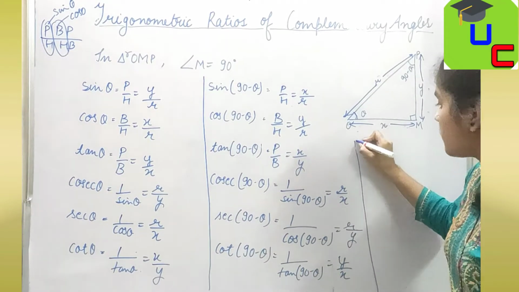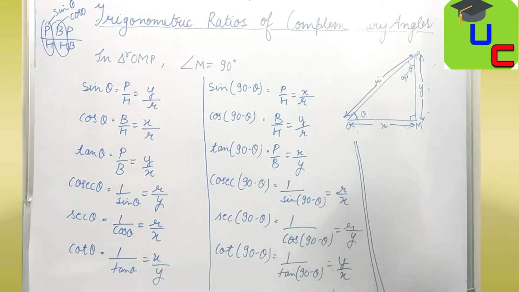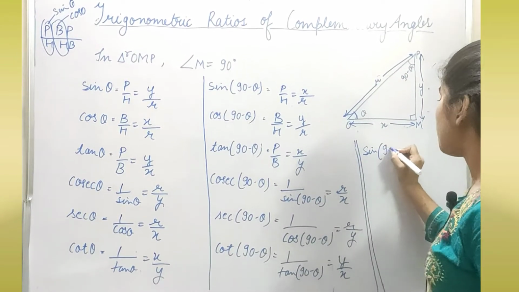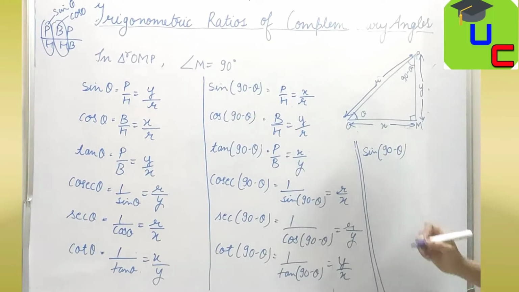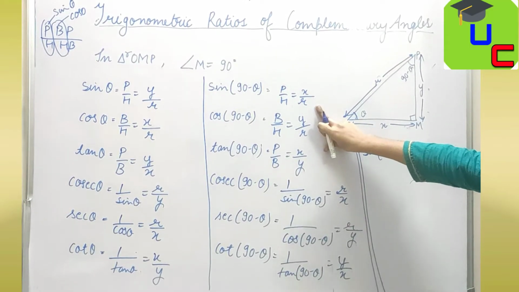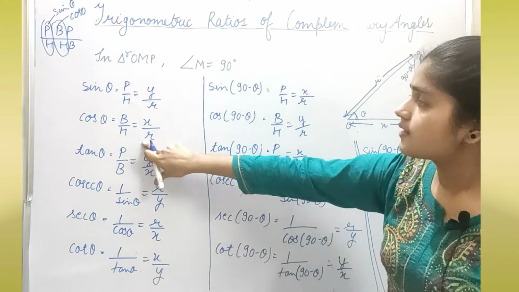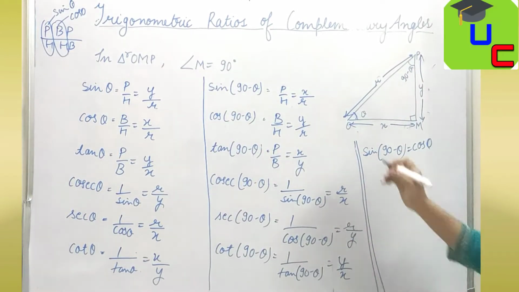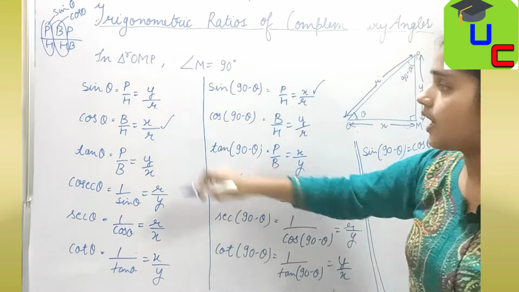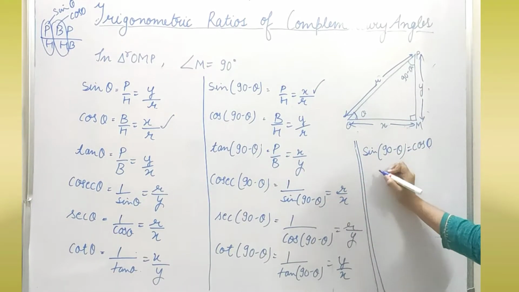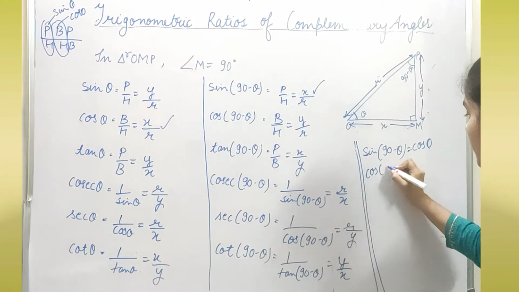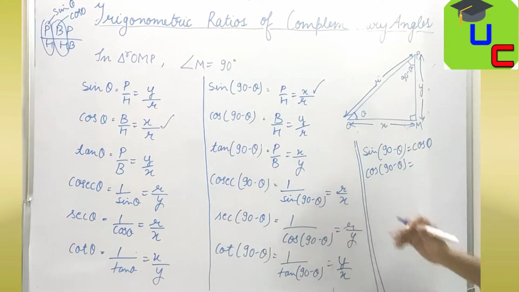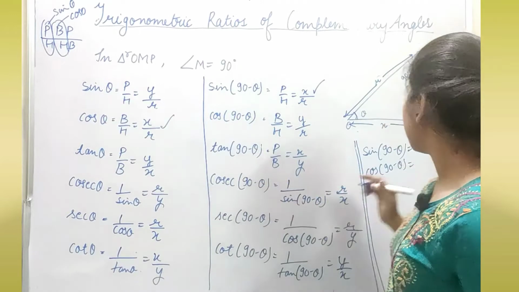Okay, so now we come to this conclusion that sin 90 minus theta is equal to x upon r, so you can write it as cos theta. Yes, obviously you can write it as cos theta because they have the same values, x upon r. Similarly, cos 90 minus theta is y upon r, which is equal to sin theta.